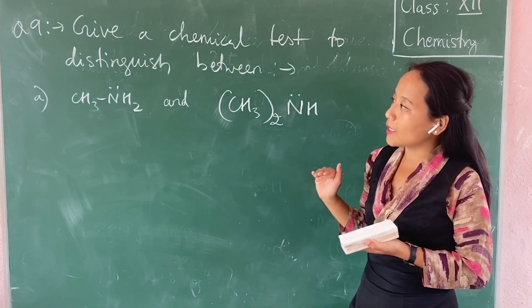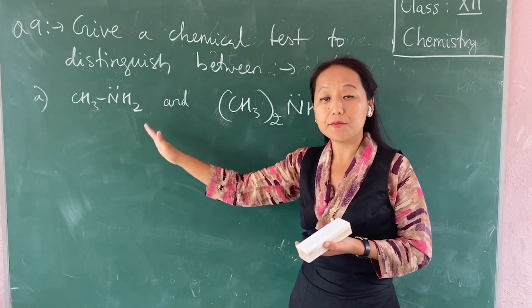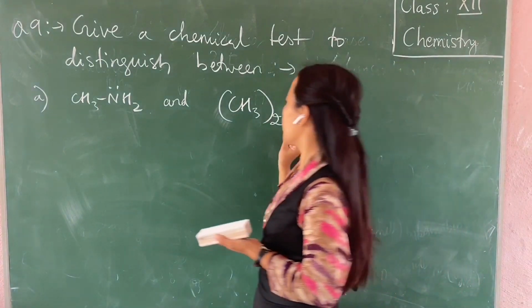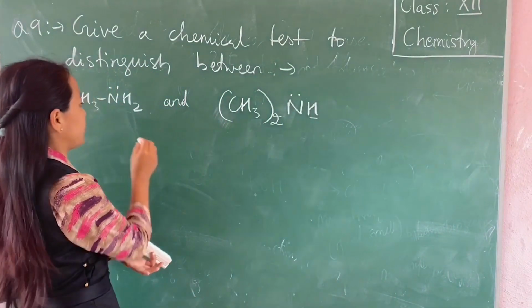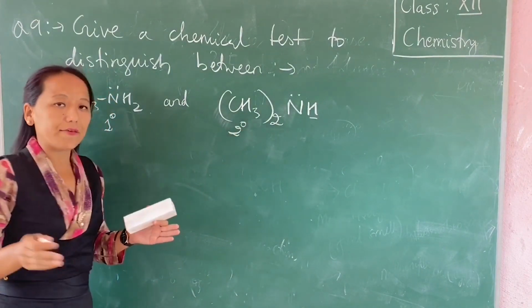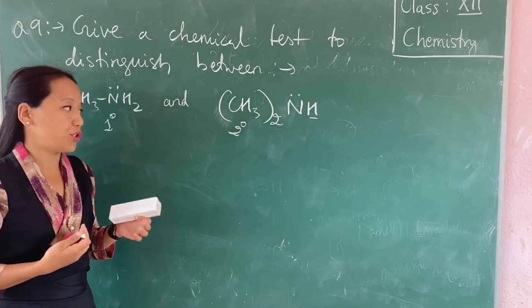So you can see that this is a primary amine, as 2 hydrogen atoms are still present on the nitrogen atom. In this case, this is a secondary amine because only 1 hydrogen atom is there on the nitrogen atom. This is primary amine and this is secondary amine. The first step is to identify whether it is primary, secondary or tertiary amine.